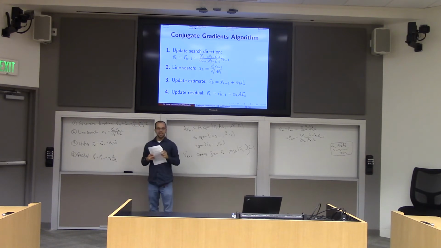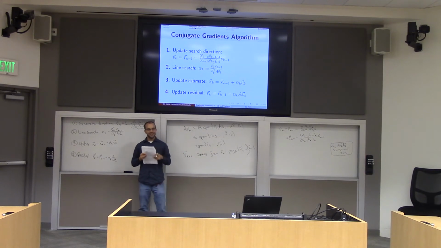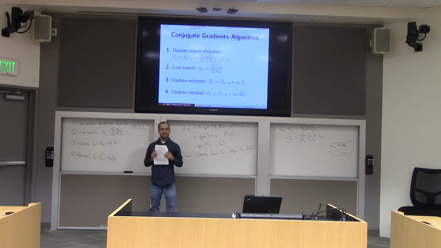Yeah. So what is the difference between gradient descent and conjugate gradients? It's this. That's it. Everything else is the same. So if you can implement gradient descent, you can implement CG. And the nice thing is, what do we know about CG? It does strictly better than gradient descent in all cases.